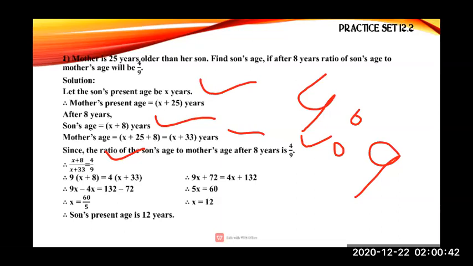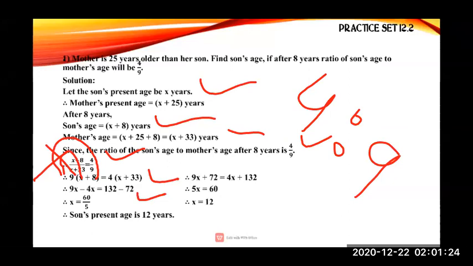Now here what you have to do, you have to cross multiply: x plus 8 should be multiplied by 9 and 4 should be multiplied by x plus 33. So here the next statement is 9 bracket x plus 8 equal to 4 bracket x plus 33. Now the same step which we have learned yesterday only, that 9 should be multiplied by x, then 9 should be multiplied by 8. Then 9 into x will become 9x.